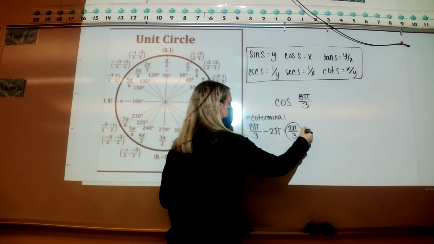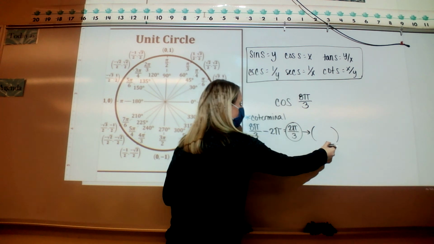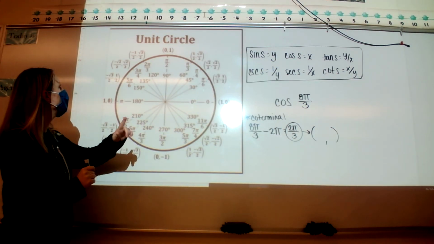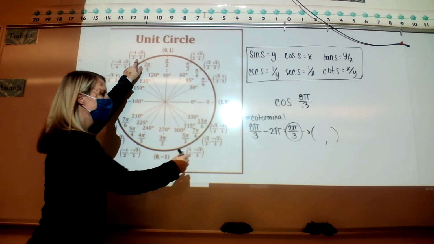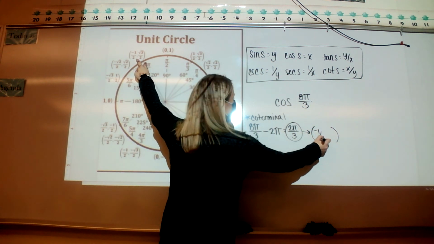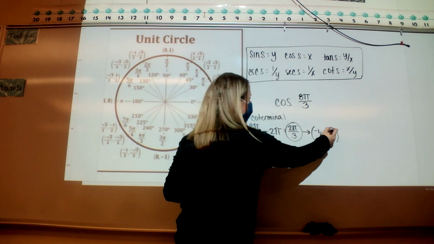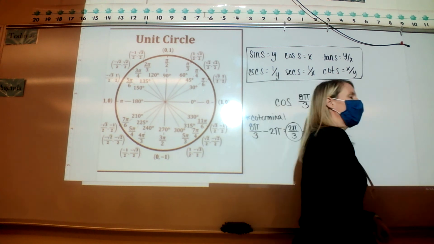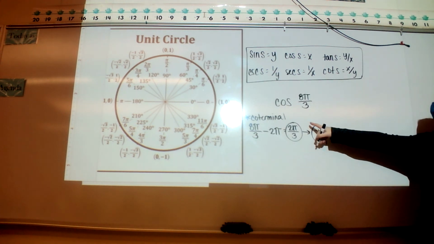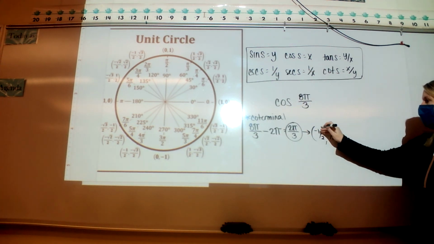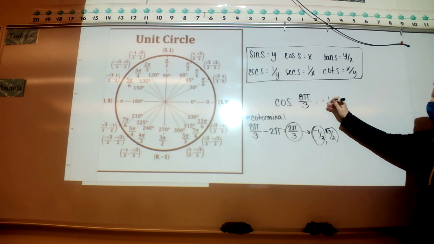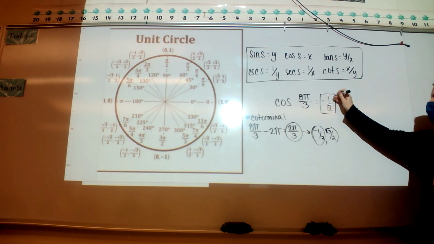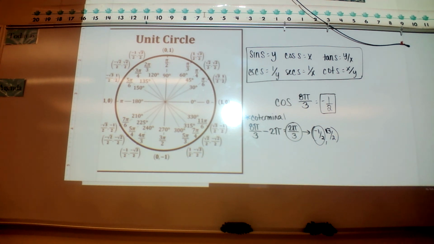So this is the angle I'm looking at, and I want to find the point that corresponds to it, which is right here. It's -1/2, root 3 over 2. Now once I have that, this is a pretty easy one because cosine is equal to x. So I just take the x from this point, and that is my answer. That's it. So see if you were trying those on your own to start. Does anyone have any questions before I show you one more problem?